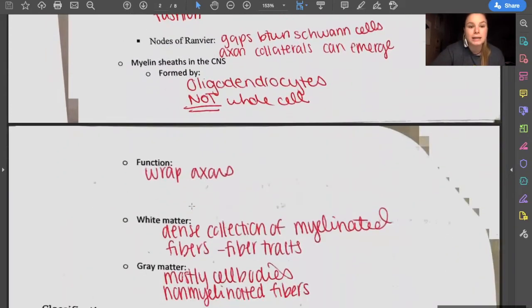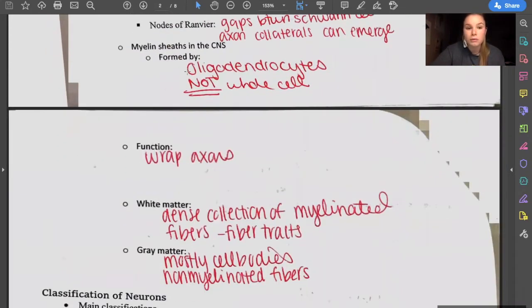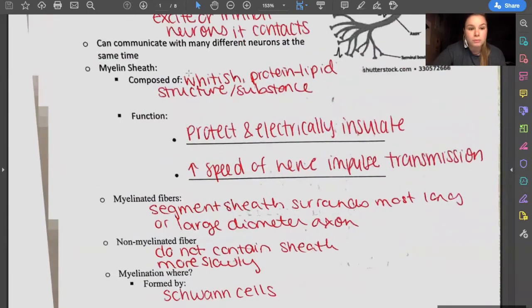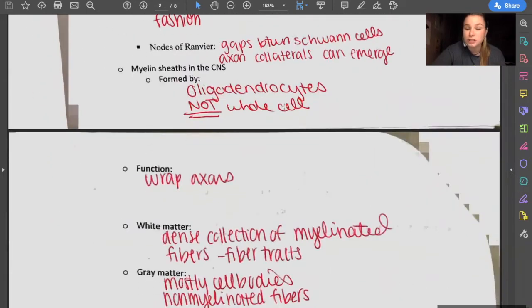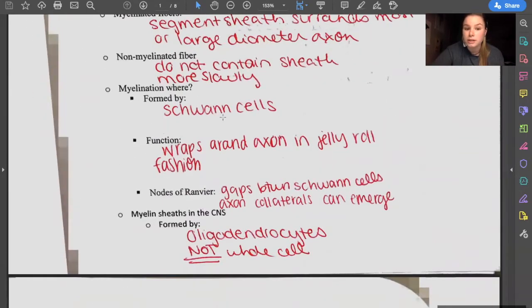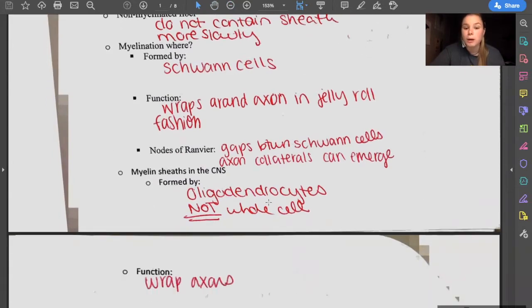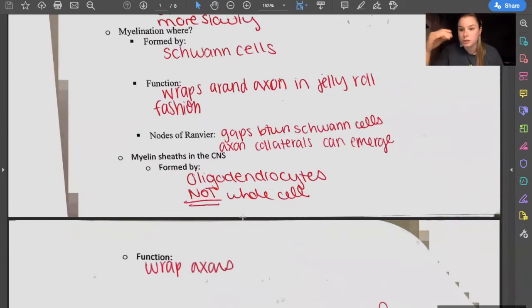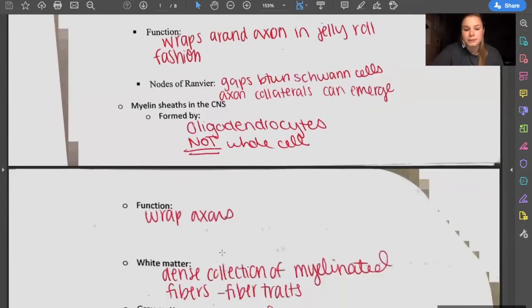All right, so myelin sheaths in the central nervous system are formed by oligodendrocytes, which are similar to Schwann cells, which means that Schwann cells are in the peripheral nervous system and oligodendrocytes are in the central nervous system, right? So they're formed by oligodendrocytes, but not the whole cell. We don't wrap the whole cell, we just wrap that axon, right? So its function is to wrap axons.